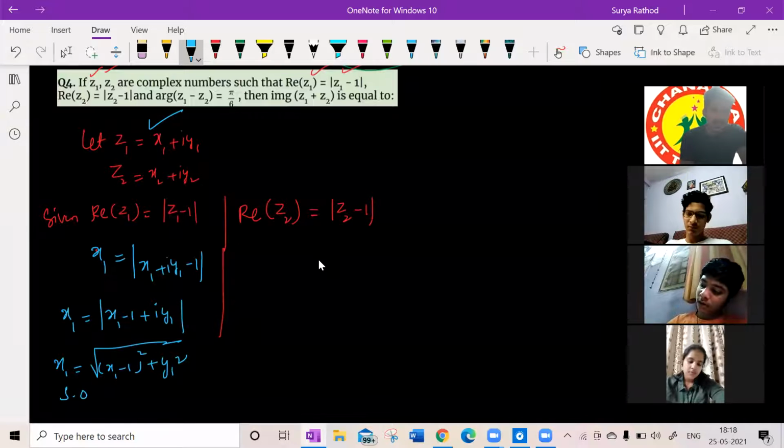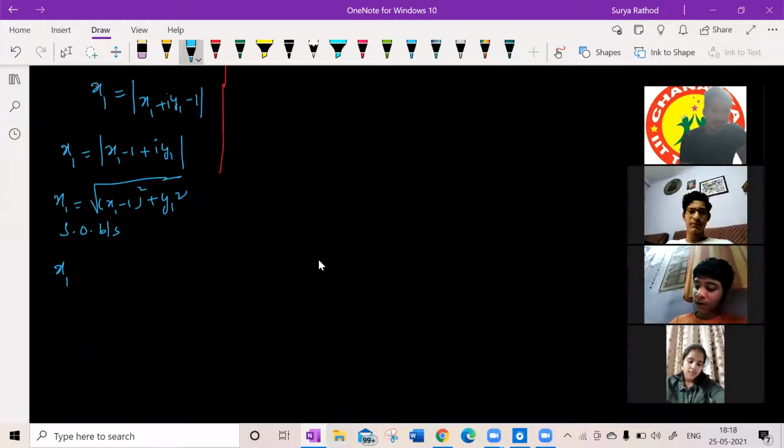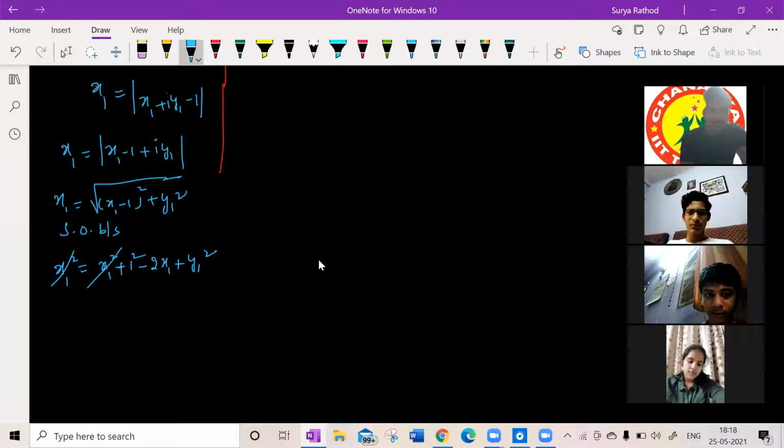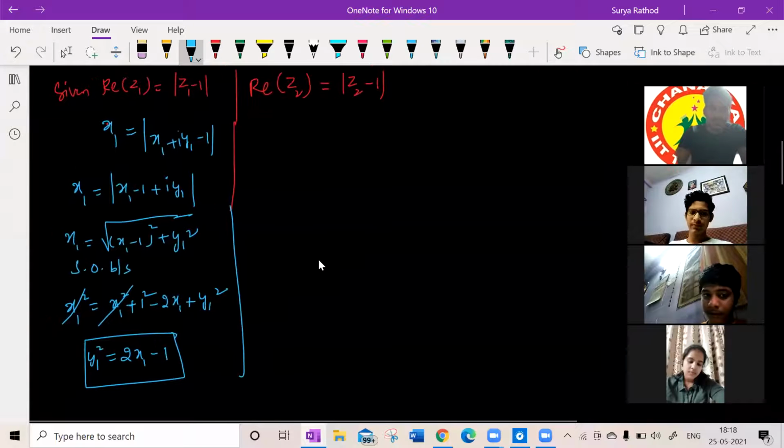So squaring on both sides, what am I going to get here? X1 square is equal to x1 square minus 2 times x1 plus 1 plus y1 square. So x1 square will get cancelled. Y1 square is equal to 2x1 minus 1. So this is what I got. Similarly, you solve for y2 square. Make it fast. Try to solve this.